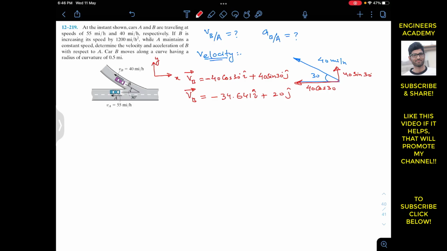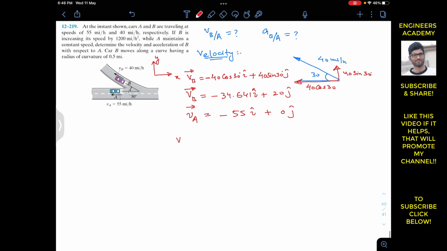Similarly, the velocity of car A is only directed in the negative x direction, so we will write that VA is equal to minus 55 mile per hour in the negative i, and its j component is 0, so we write 0j.